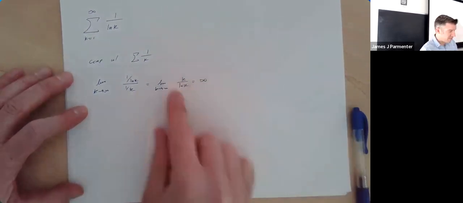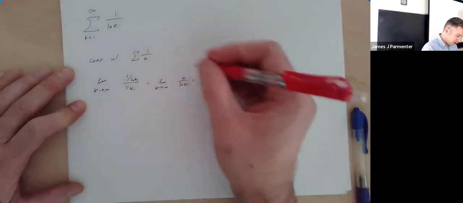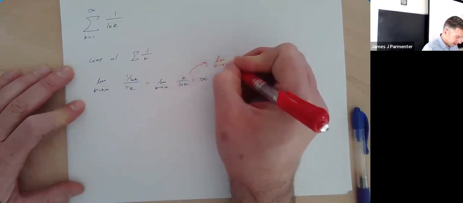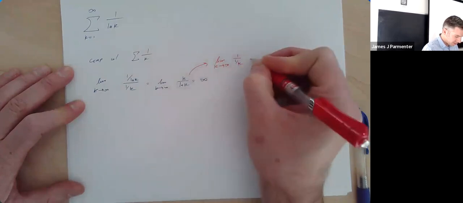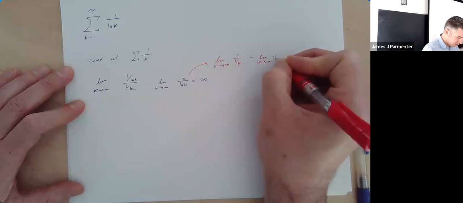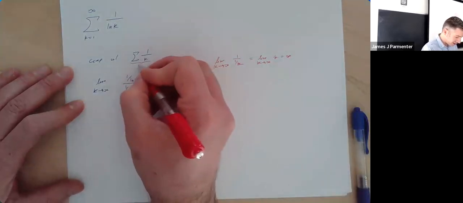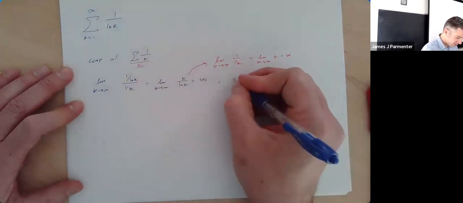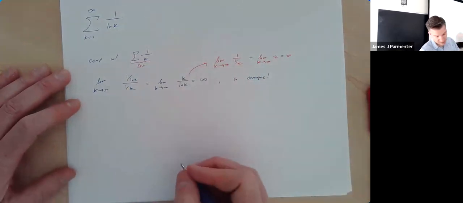Again, I don't love this, but it's kind of what we're left with if we're trying to do it this way. If you're allowed to, L'Hopital's rule does apply, and you take the derivative of the top and the derivative of the bottom, and then rewrite it as the limit as k goes to infinity of k, which is infinity. And since we were trying to show divergence, infinity is a-okay. Okay, enough of that.